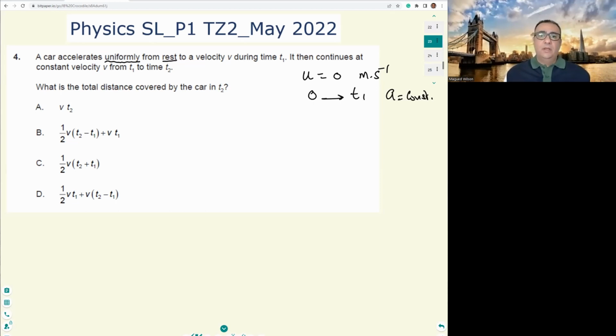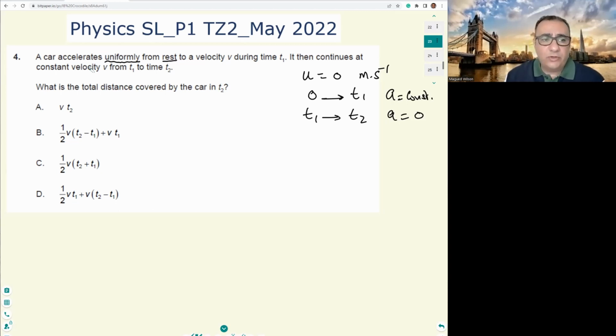Now from t1 to t2, it continues at constant velocity. What does constant velocity mean? It means acceleration equals 0, right? Because acceleration is the change in velocity over time. But if the velocity is constant, then from t1 to t2, v is constant or acceleration is 0. So this is how you approach a paper 1 question, looking at the keywords.